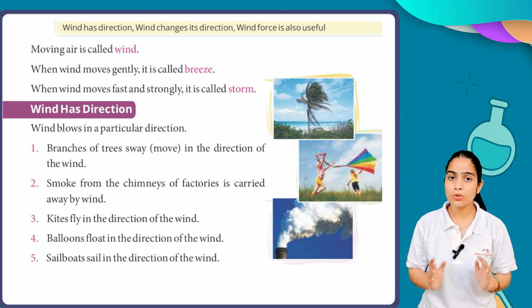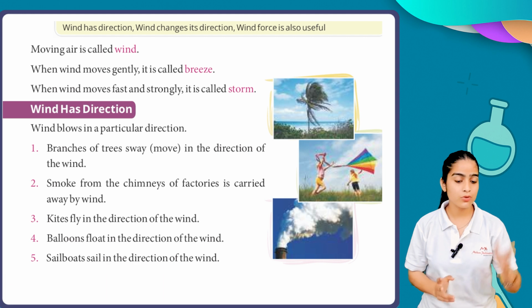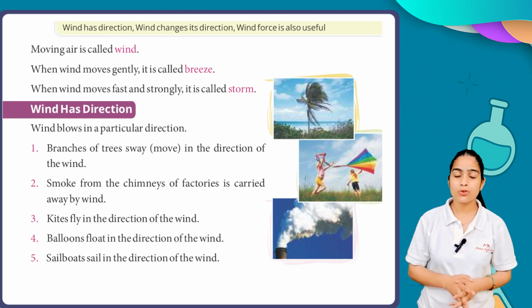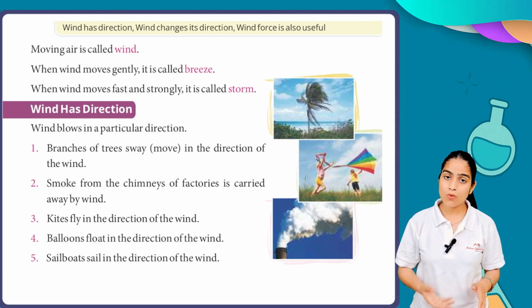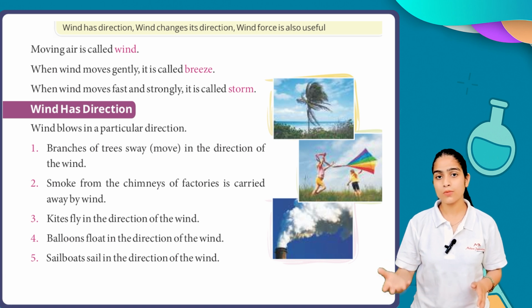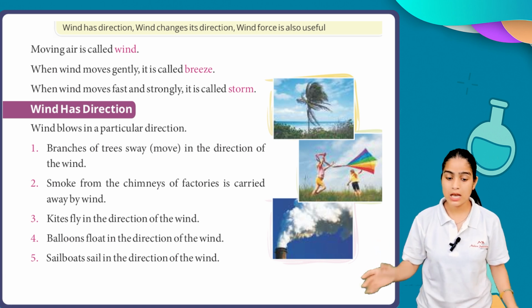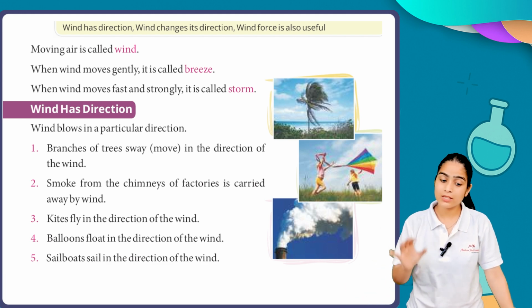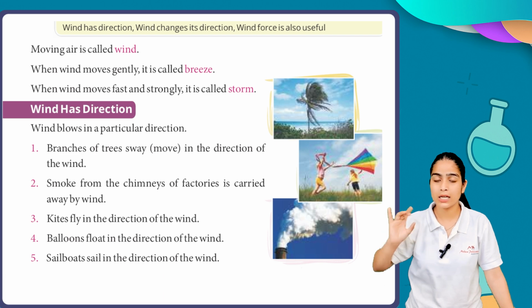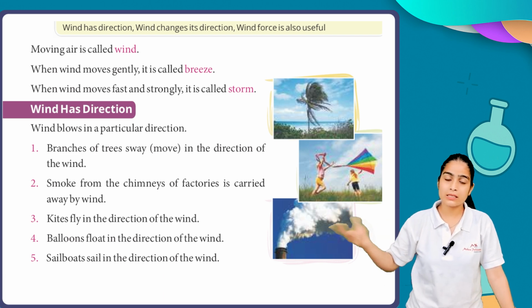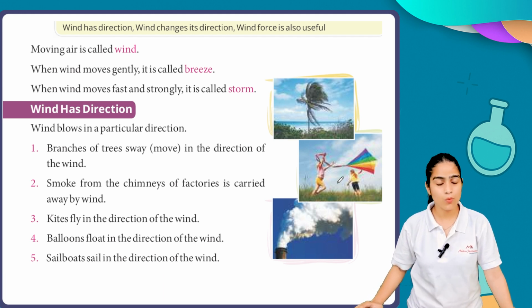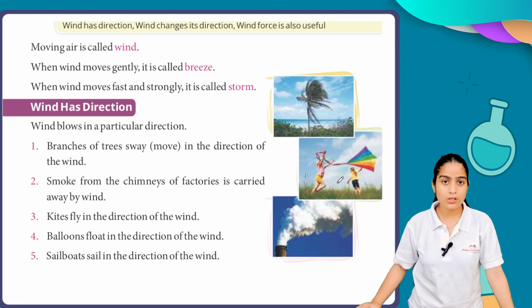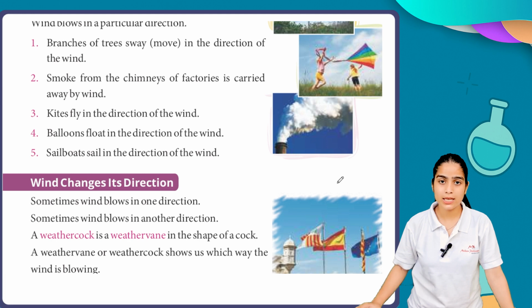So if you want to check the direction of the wind, you can easily identify it with these things. The branches of the trees show the direction of the wind by where they move. The smoke of the chimneys moves in the direction of the wind. And a kite always flies in the direction of the wind. So if you fly a kite, the direction it follows is the direction of the wind. By doing this, you can easily check the direction of the wind. For this, you have to perform an activity, and then you will easily get it.